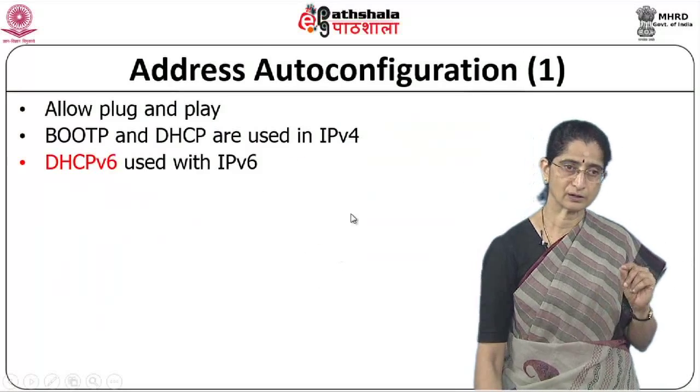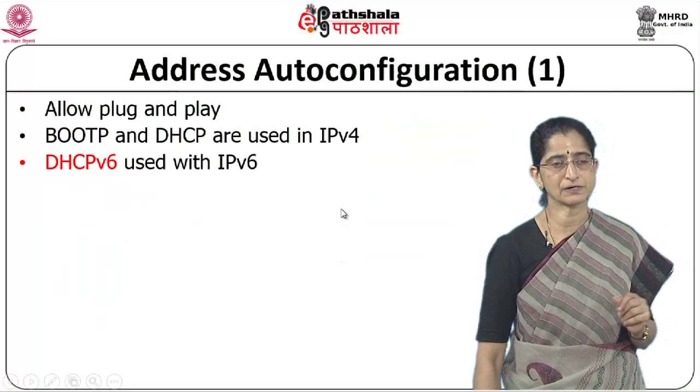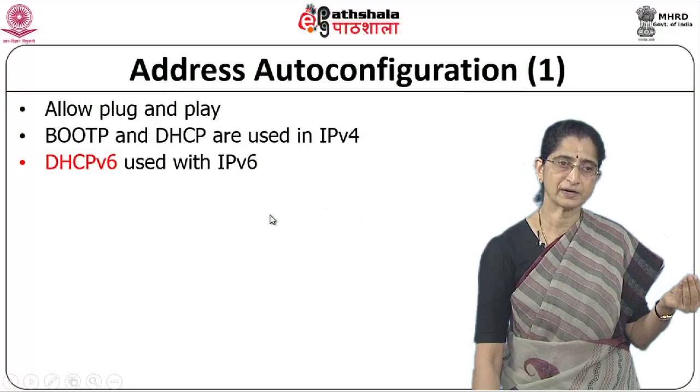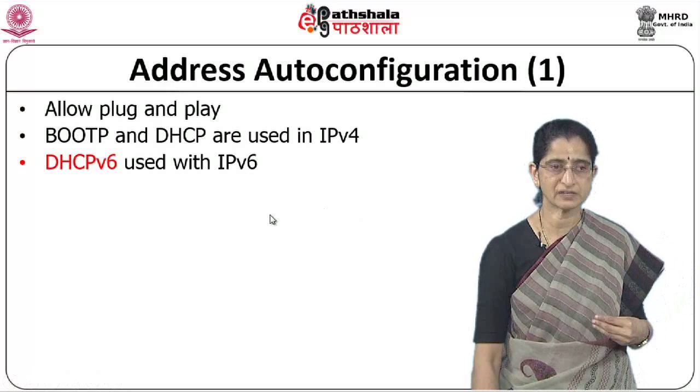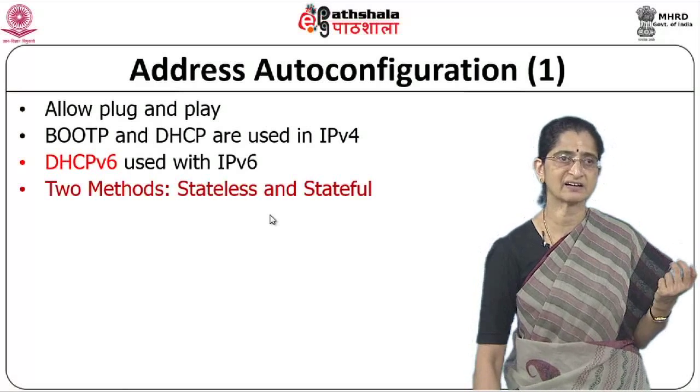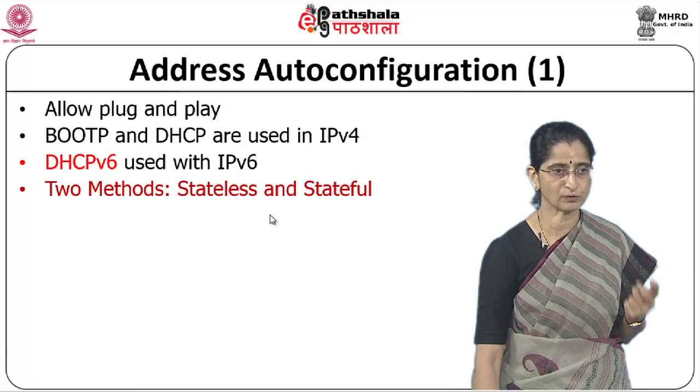So if you look at auto configuration, which is another important aspect of IPv6. Just as we have BOOTP and DHCP in IPv4, we have DHCPv6 which can be used along with IPv6. There are two methods that are used. One is a stateless method and the other is a stateful method.